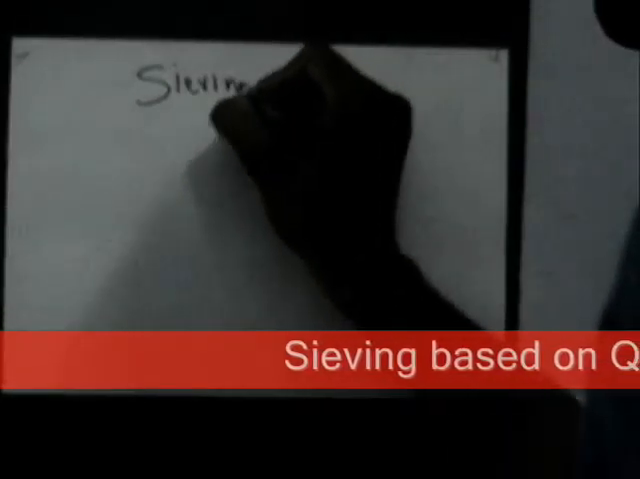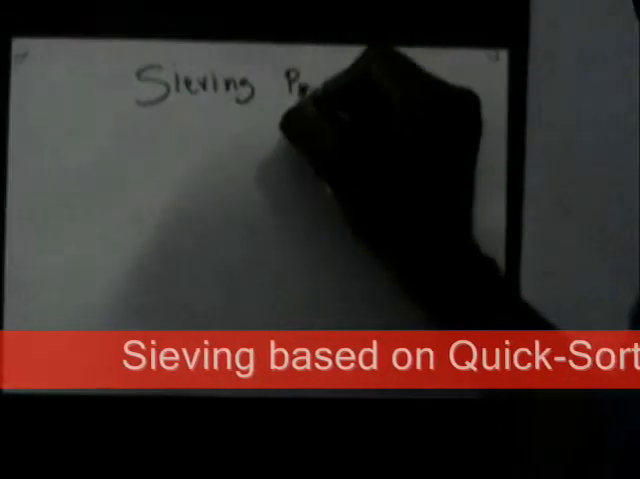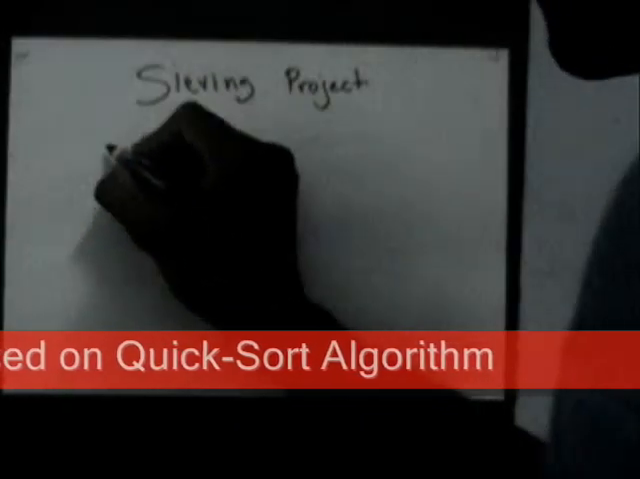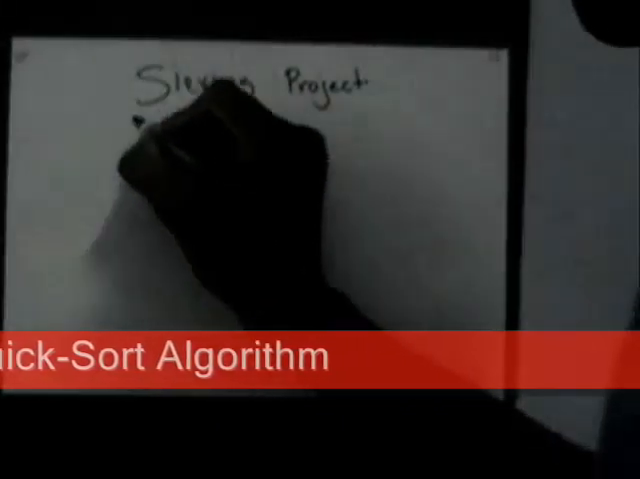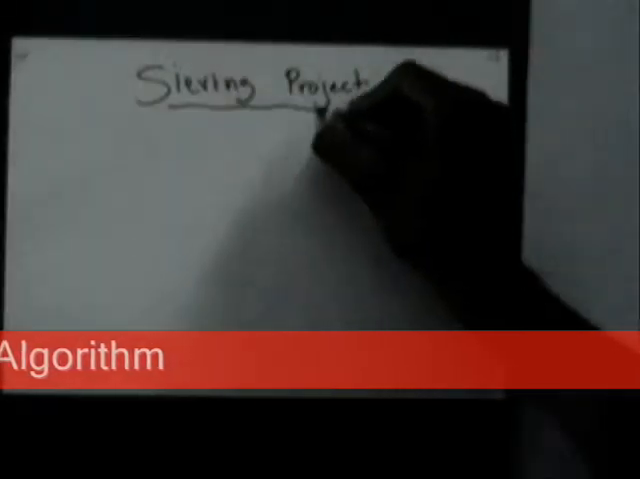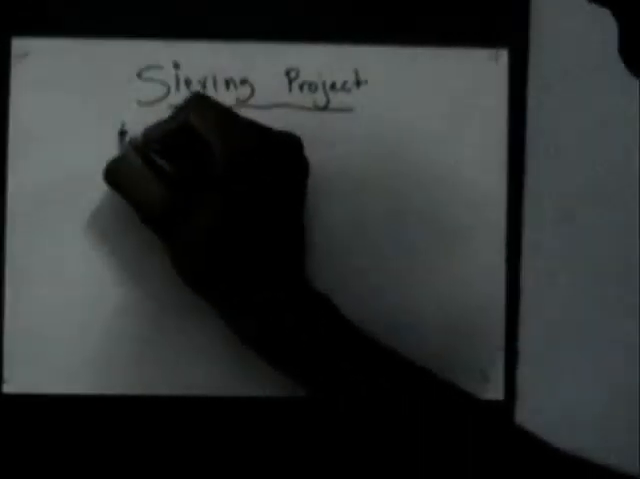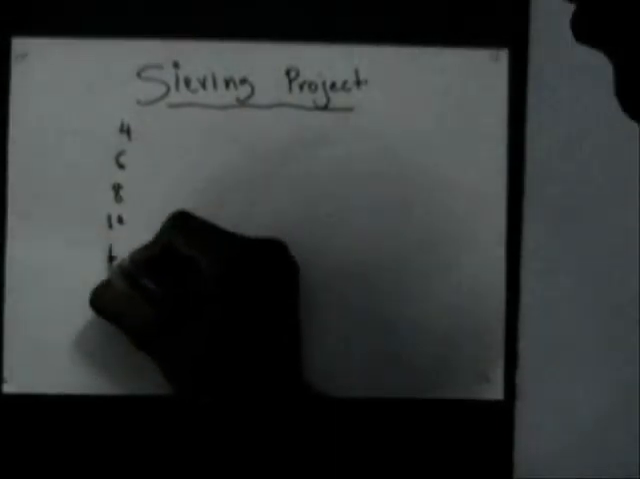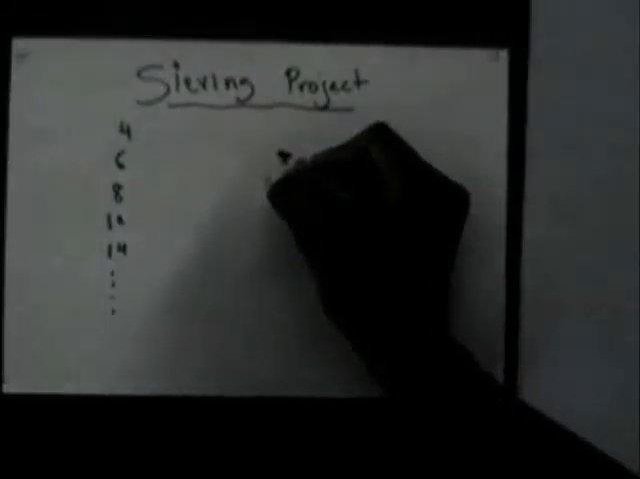So I'll describe to you the sieving project. In the sieving project, we are going to investigate what would happen if we stack the sieves in a different way. Conventionally the sieves are stacked like 4, 6, 8, 10, 14 and so on. But suppose we stack them using a quicksort.